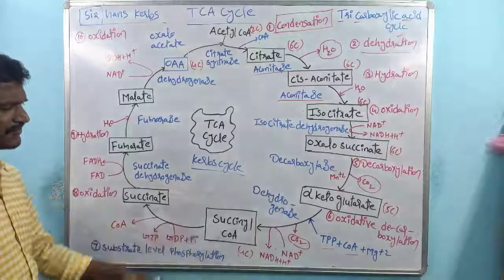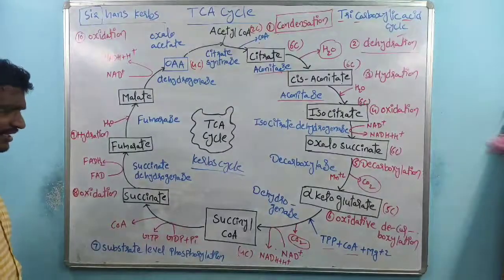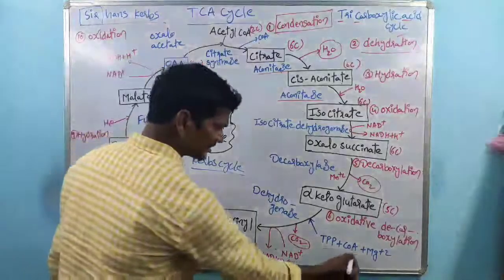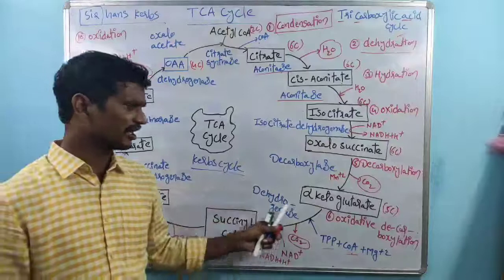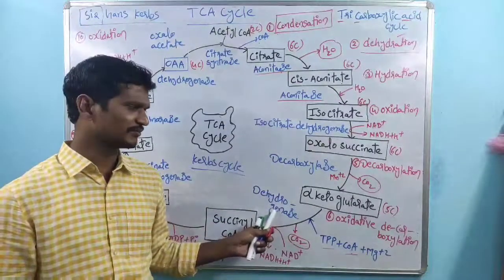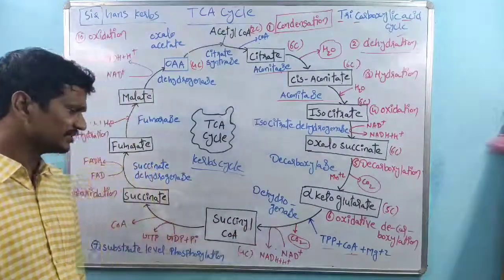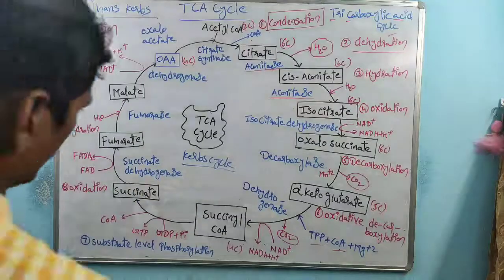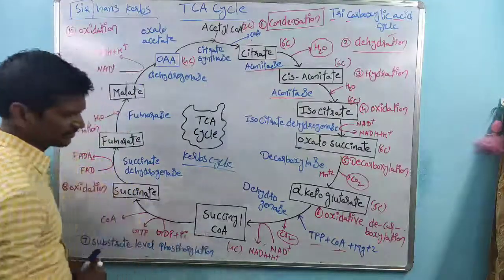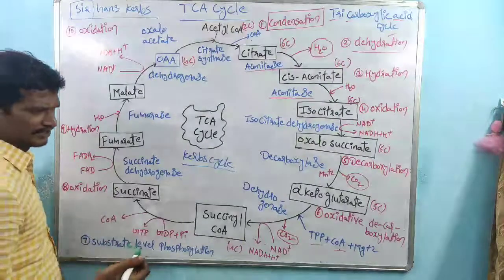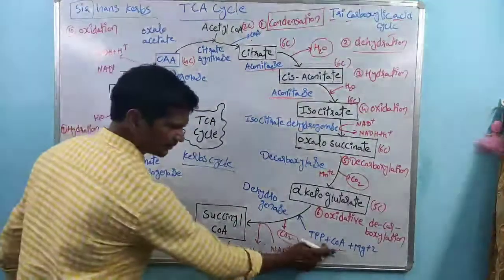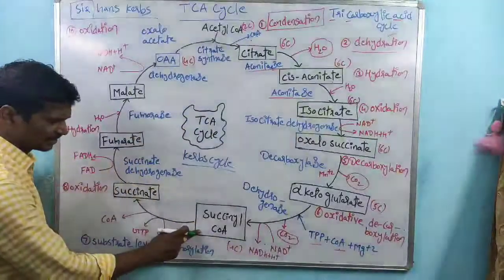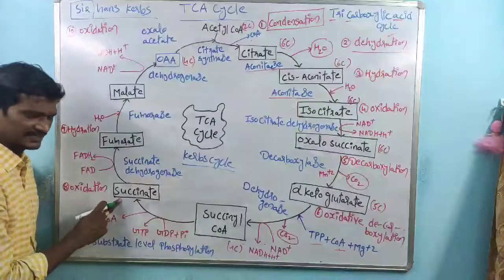So here succinyl CoA is produced. It is succinyl CoA because coenzyme A is added. The enzyme is alpha ketoglutarate dehydrogenase, right? Alpha ketoglutarate is converted into succinyl CoA by the addition of coenzyme A. Then succinyl CoA is converted into succinate.